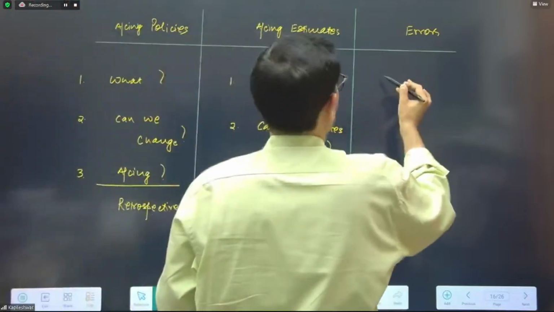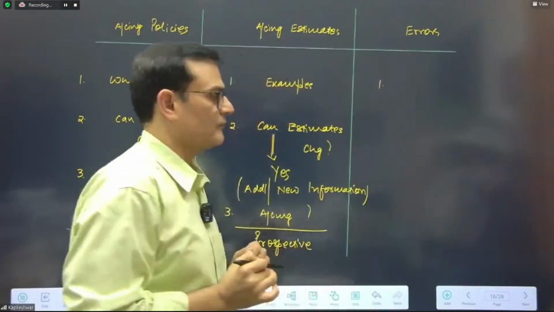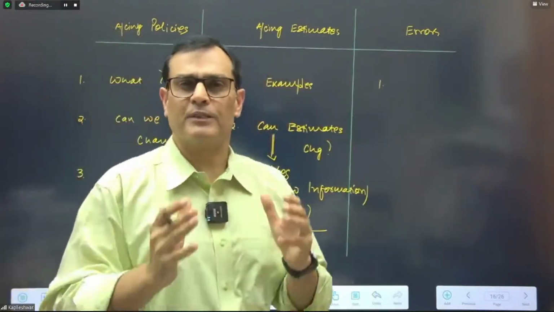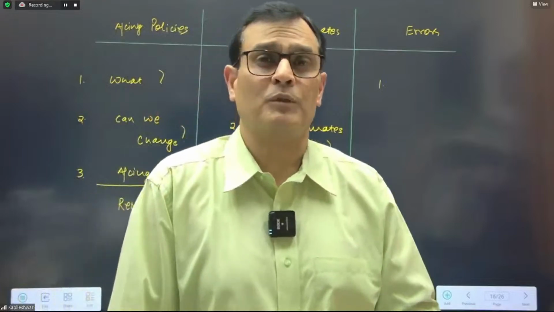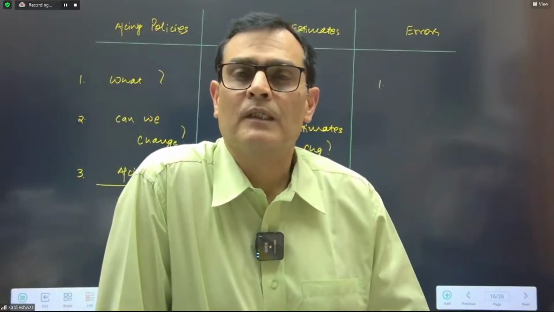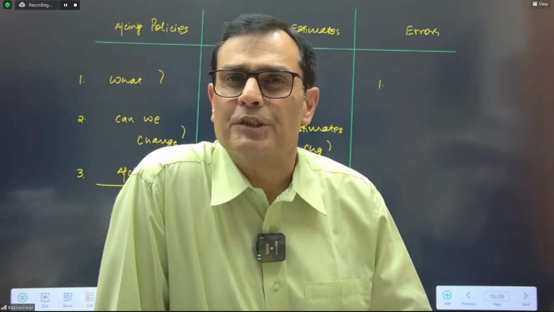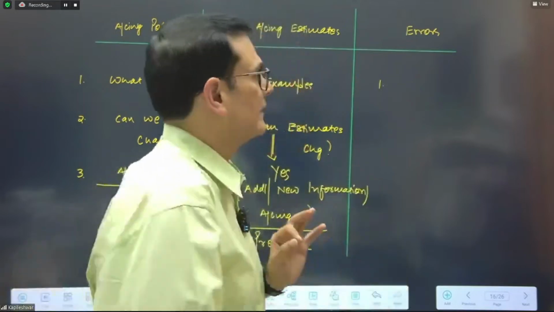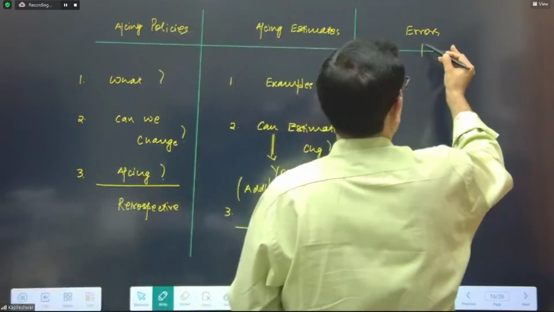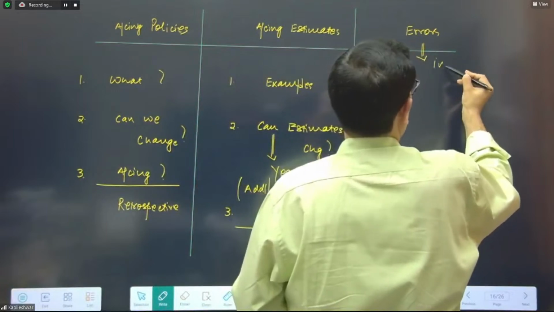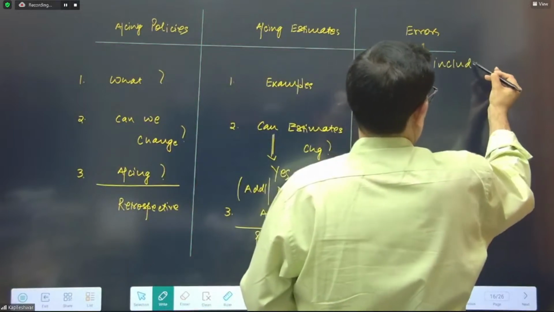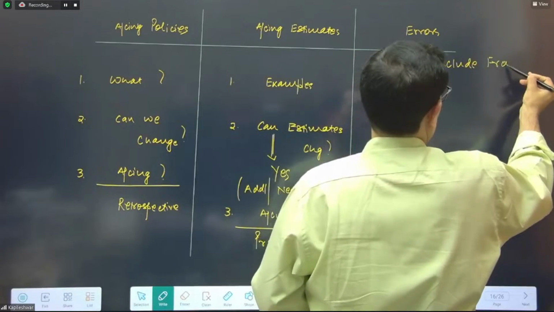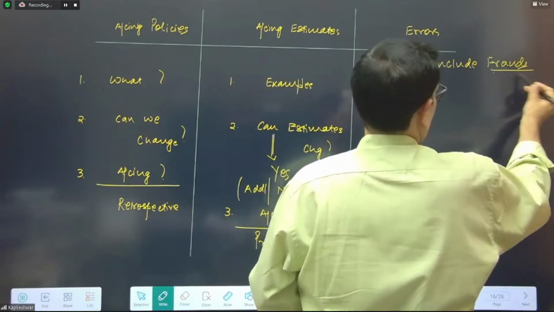Then comes the input in terms of errors. Now comes the input in terms of errors, and let me tell you something, friends, which is very important. When I say errors in terms of Ind AS 8, errors in this case include frauds. Errors in this case also include frauds.